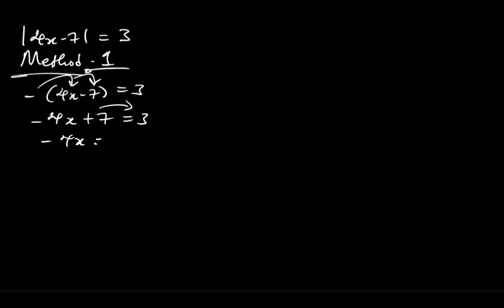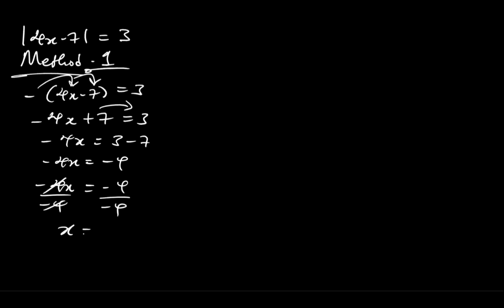The additive inverse of plus 7 is literally like saying that plus 7 goes to the other side and it changes. So minus 4x is equal to 3 minus 7. That gives you minus 4. We're not looking for minus 4x, rather we're looking for x. So we divide both sides by minus 4, and you get x being equal to 1.